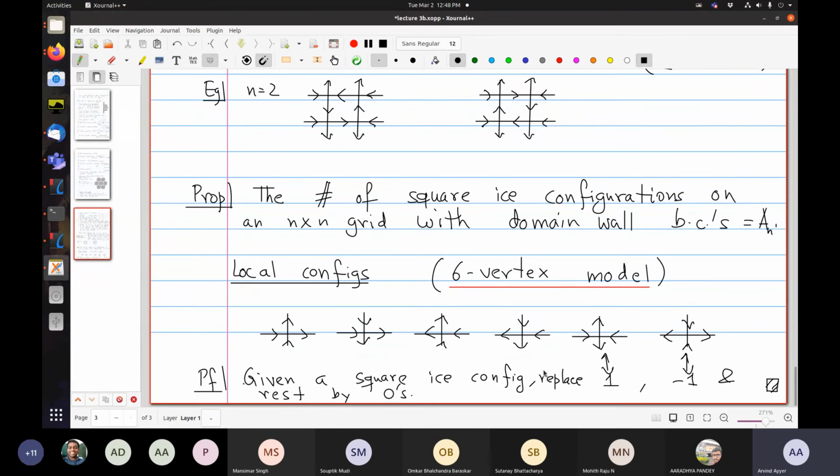And this is not completely obvious because this tells you how to go from a 6-vertex model configuration to an ASM, but how do you go the other way around? That's not completely obvious. So again, I will ask you to fill in the gaps. So exercise, fill in the gaps. Okay, I think this is a good time to stop.